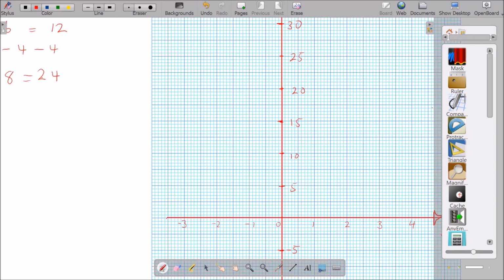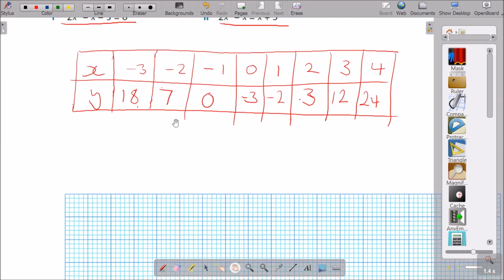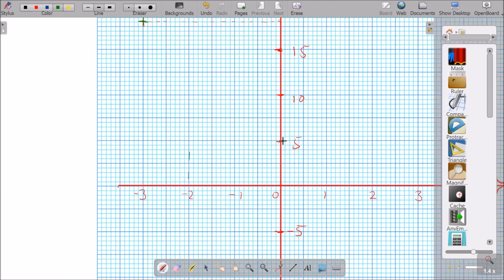If this is 15, 16, 17, 18. So we go, it means with minus 3. When x is minus 2, y is 7. So minus 2, y is 5, 6, 7. So this is the point where the two meet.